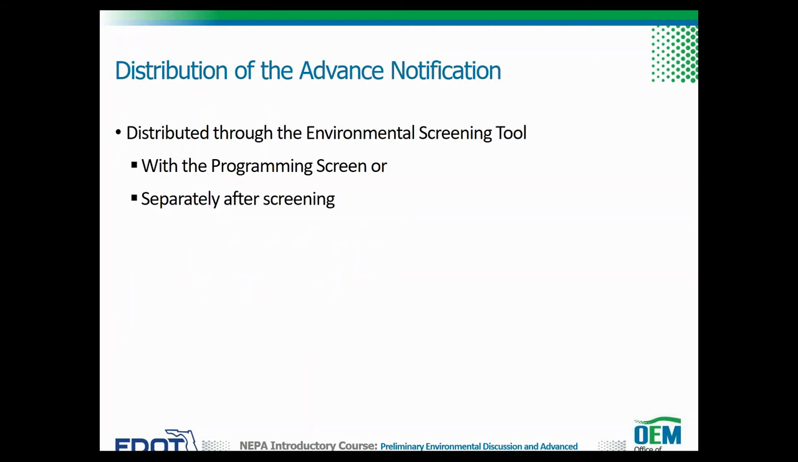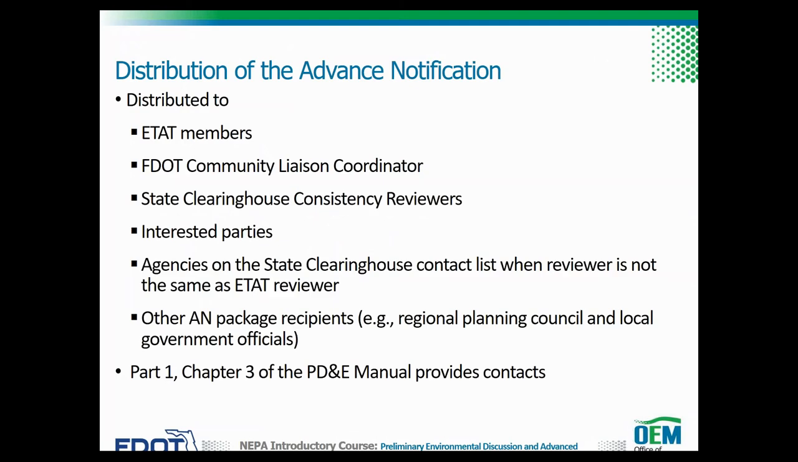The AN is distributed to the stakeholders through the EST, either with the programming screen initiation or separately after screening. It is distributed through the EST to the ETAT members, the FDOT Community Liaison Coordinator, the State Clearinghouse Consistency Reviewers, interested parties who may set up notification preference through the ETDM public access site, agencies on the State Clearinghouse contact list when the ETAT member is not the same person as the agency's consistency reviewer, and others such as regional planning council, and local governmental officials, some tribal representatives, or local agencies.